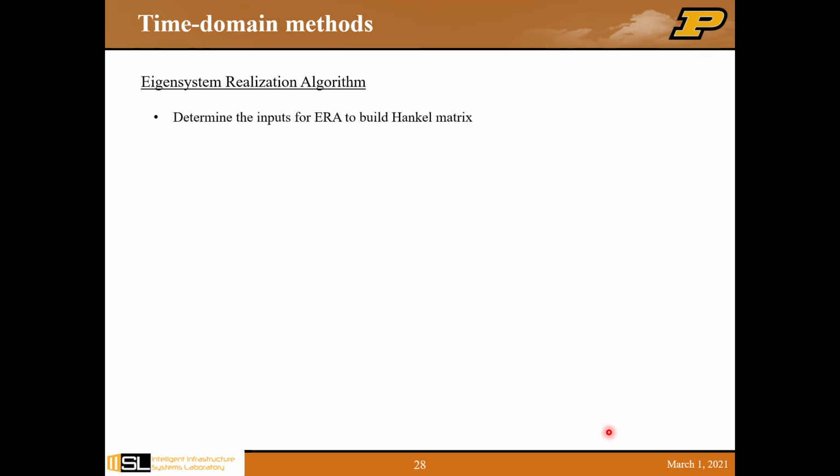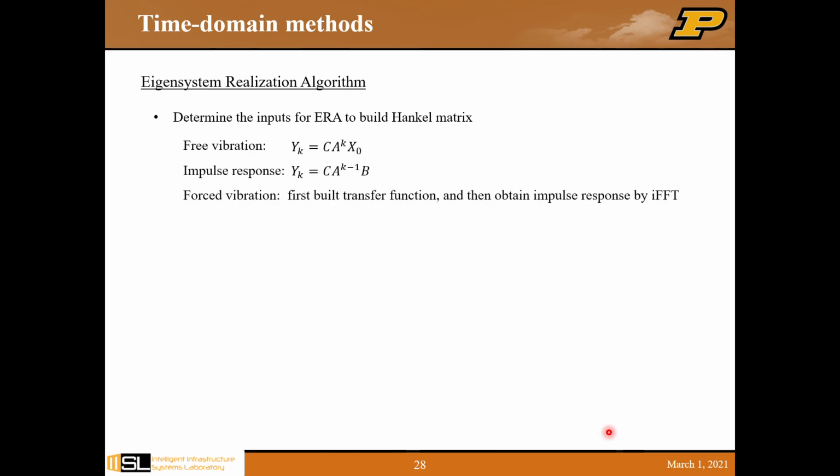All right, the next question, I think the last question about the implementation, is how do we determine the inputs for ERA to build a Hankel matrix? As we discussed before, we can use free vibration, YK, to build a Hankel matrix or impulse response function. And if it is forced vibration, as long as we have force measurements, we can first build the transfer function and then obtain the impulse response by doing inverse Fourier transform.